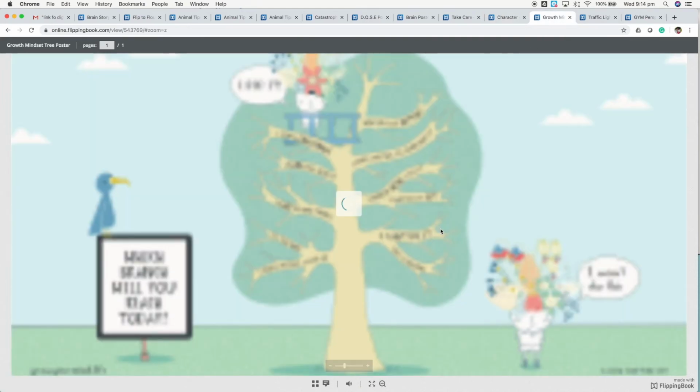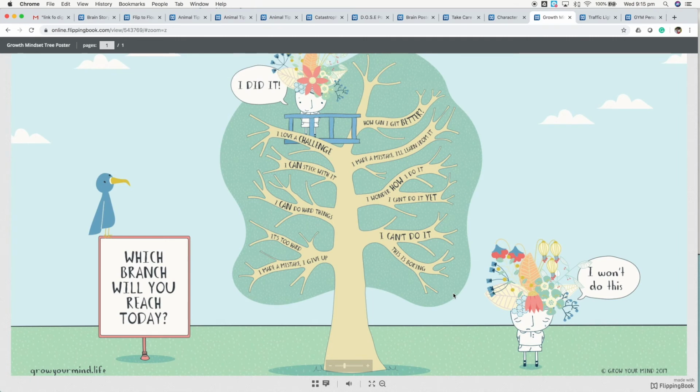Now, growth mindset. It's a buzzword, obviously, but it's a very effective thing to do if it's done in a supportive environment. So here, students have this visual representation of the power of their thoughts. So obviously, I won't do this. It's a very sad looking Flower Do at the bottom of the tree. And I did it. It's up here.